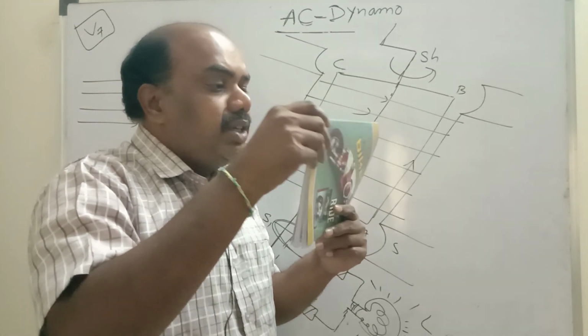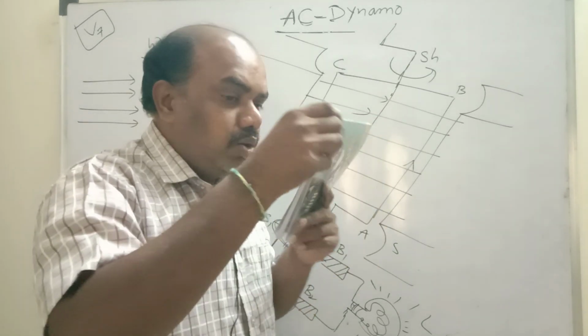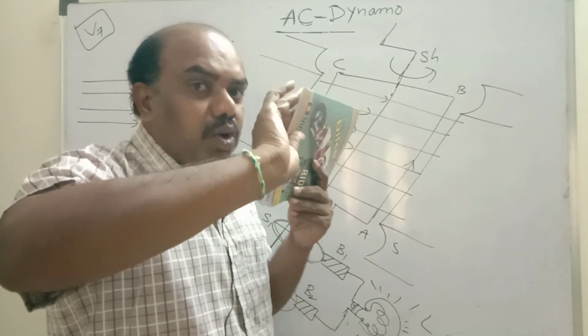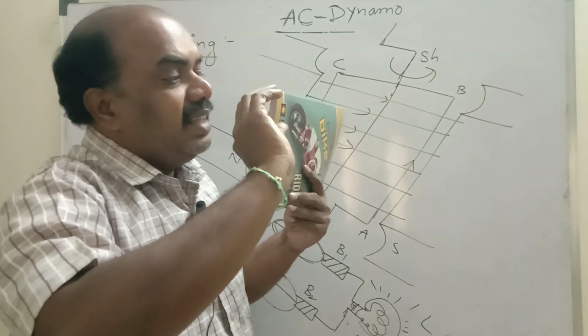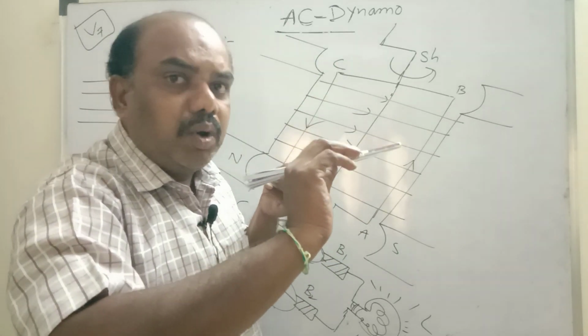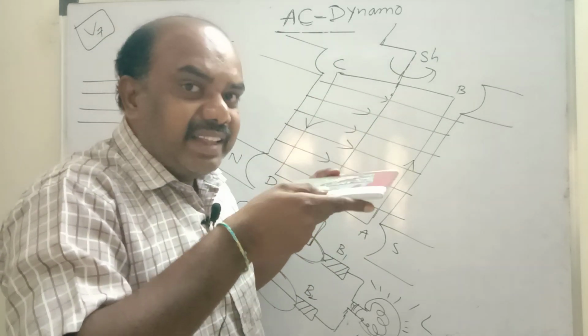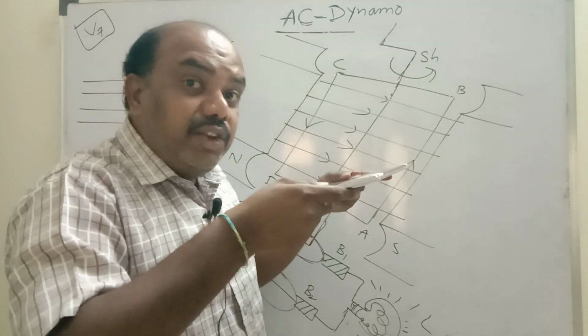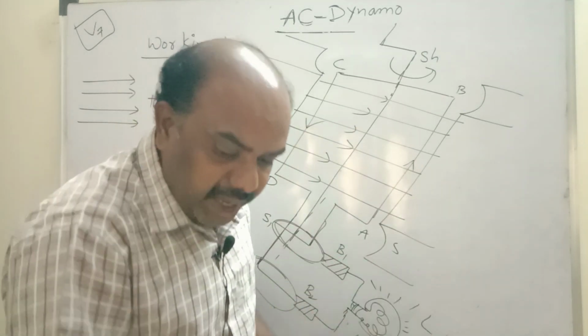Whenever it moves from 0 to 90 degrees, it breaks so many magnetic lines. The rate of change in magnetic flux is more. More magnetic lines are breaking, so the induced EMF will be maximum from 0 to 90 degrees.